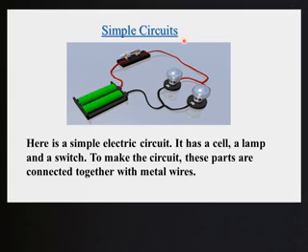Let's start from simple circuits. Here is a simple electric circuit. It has a cell, a lamp, and a switch. To make the circuit, these parts are connected together with metal wires. Look here, that is the cell, that is the switch, and this is the bulb or lamp. These wires are required to connect the circuit. These wires are copper wires, and you already know that copper is a good conductor of electricity.